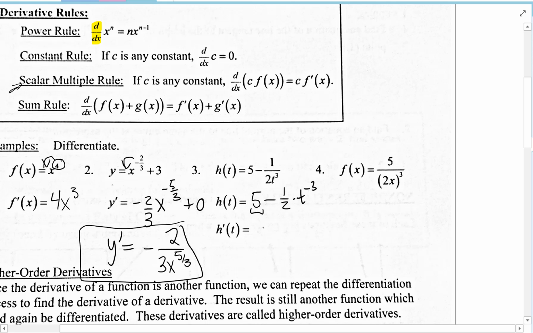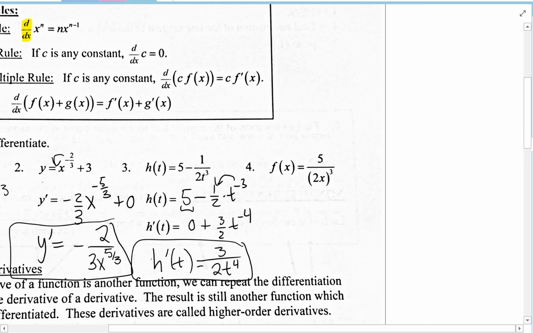The derivative of a constant is 0. Pop down, power down, negative 1/2 times negative 3 is positive 3/2. T is now to the negative 4. And our final step is 3 over 2t to the 4th.